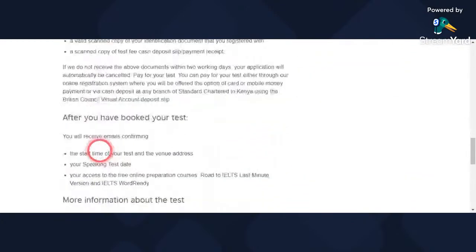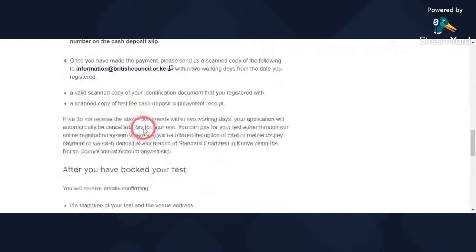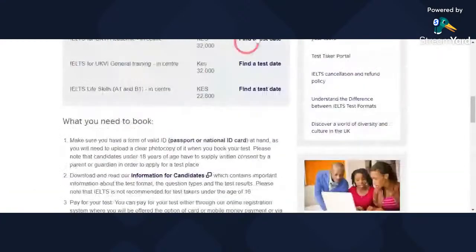So all the best. You can also email them. There's this email for information at britishcouncil.se. You can email them and they will surely answer you. So thank you very much for listening, and God bless you.